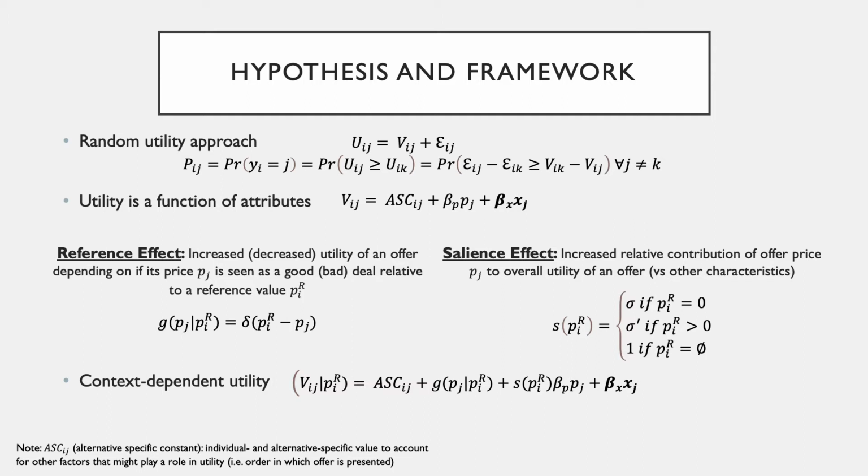We define a reference effect as the additional utility or disutility from an offer being perceived as a good or bad deal, and we characterize salience by the relative contribution of an offer's price to its valuation. We also allow this salience effect to be different and potentially greater for contextual information about a prior zero price. Incorporating these two effects yields the equation at the bottom of the slide, which we estimate as a mixed-logit model.